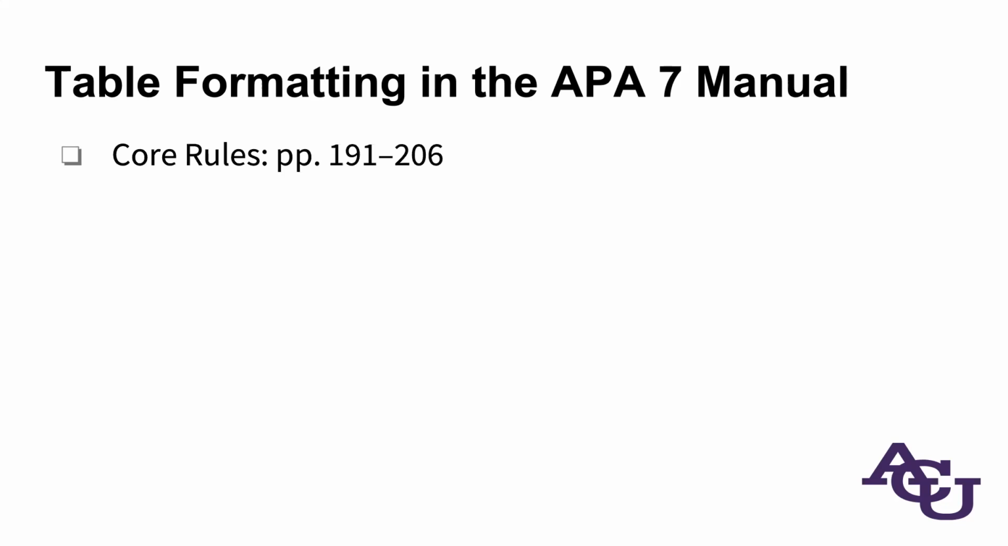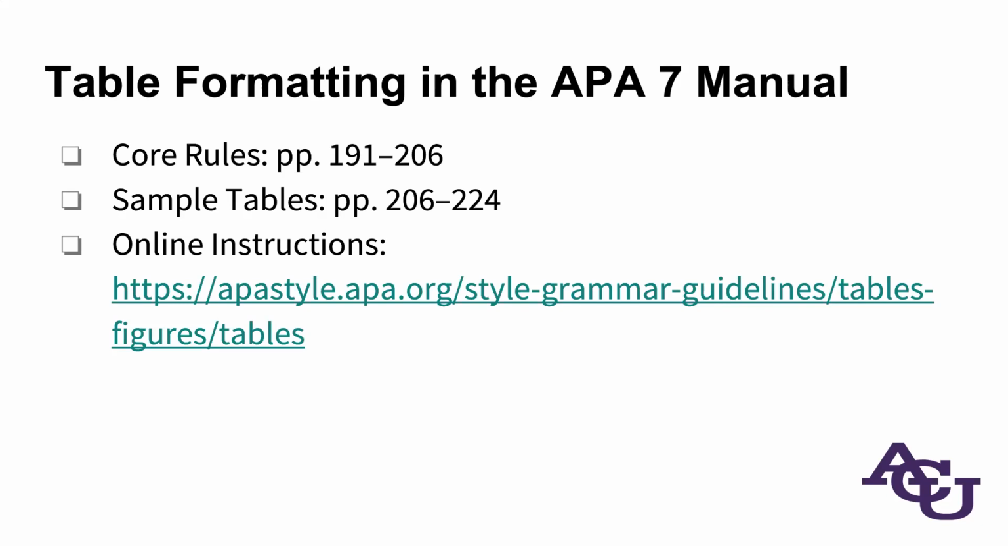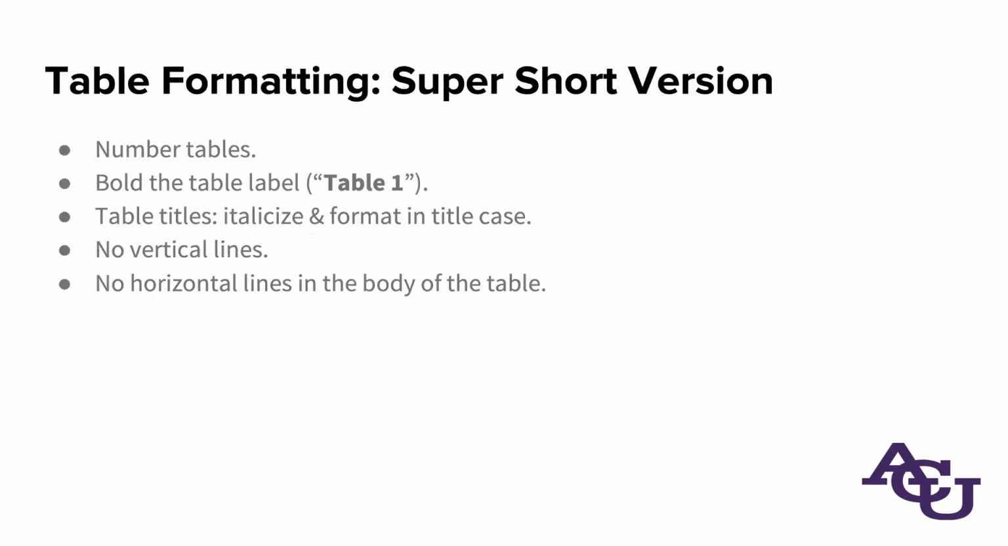Now, in the APA 7 manual, these are on pages 191 to 206, with another 18 pages of examples after that. The online instructions, or a short form version of those, can be found on apa.org. Got a link here. And here's the very short version.